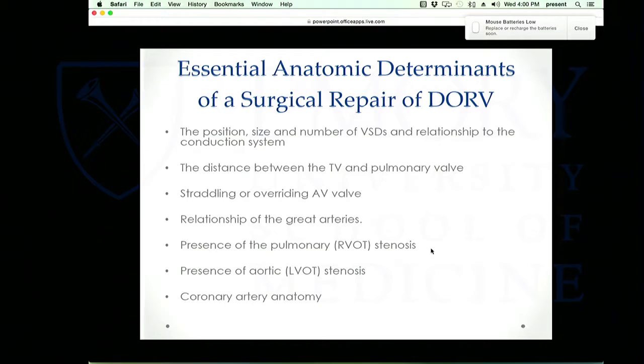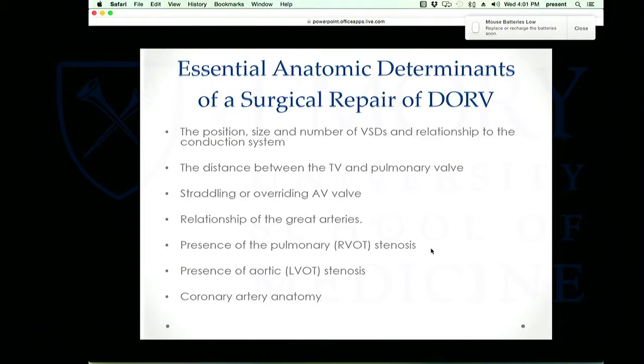Okay. And these are all the things that we look at when we make the decision on how they get repaired: the size, the number of VSDs, and the relationship to the conduction system. Also the distance between the tricuspid valve and the pulmonary valve. So if you have any sort of AV valve chordae or anything crossing that VSD, it's going to be a lot more complicated of a repair, and you may not be able to do a two-ventricle repair, just depending on the relationships.